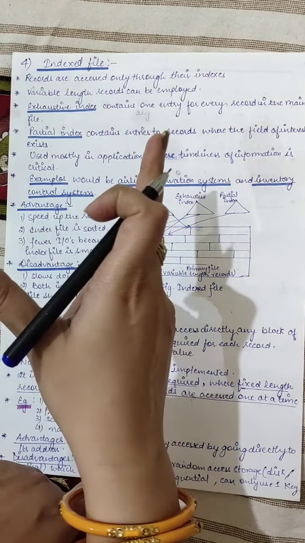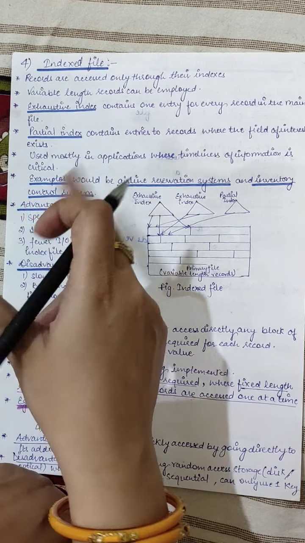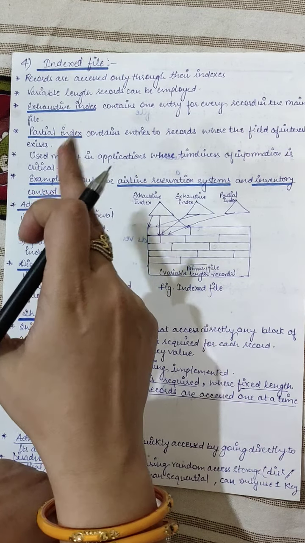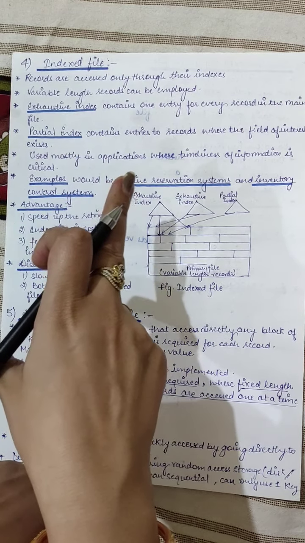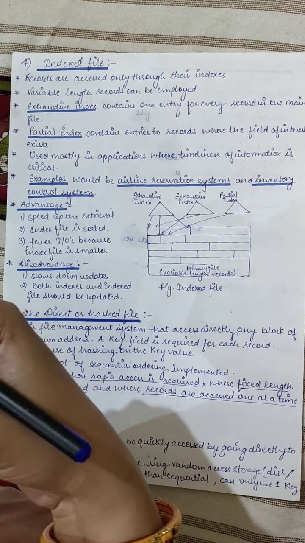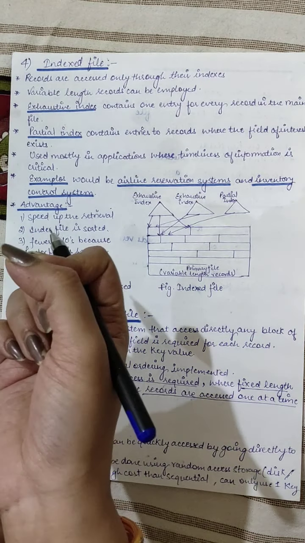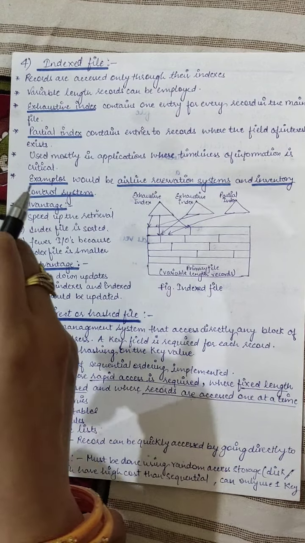The length of records can be variable. There is one exhaustive index file जो कि per record पे entry contain करता है, and there is a partial index जो कि entries contain करता है उन records की जहाँ पर भी we are interested, या किसी भी user का field of interest exist करता है, सिर्फ उसी records की entry contain करता है.